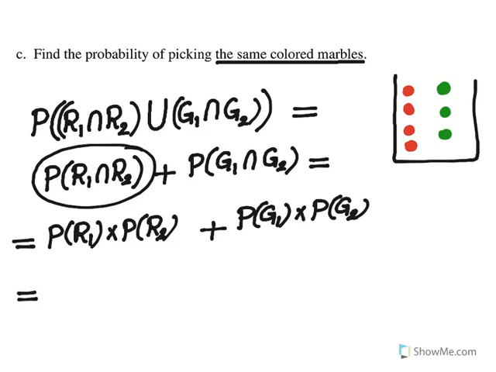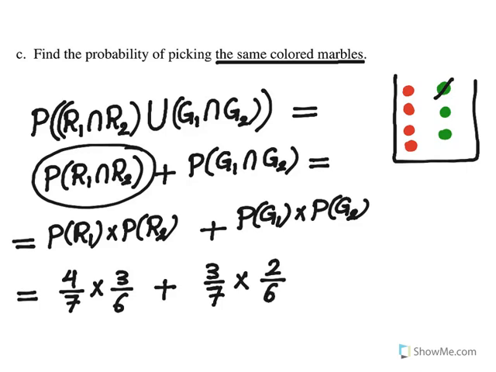And now remember that red on the first is 4 out of the 7 times red on the second, because we're not returning the first red. Once you took a red, you have 3 reds out of 6. So this will be times 3 over 6, plus probability of green on the first. We have, as you see, 3 greens out of 7. So this will be 3 out of 7 times, once you choose a green, how many greens do you have left? 2 out of 6.